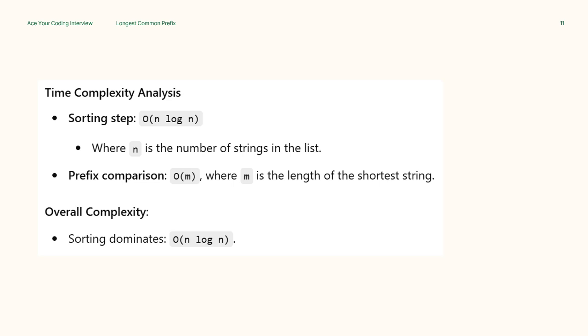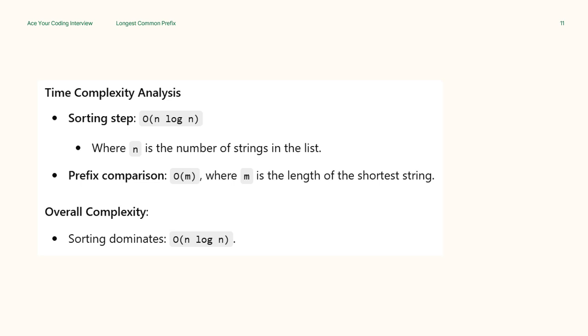Next, the prefix comparison step has a time complexity of big O of m, where m is the length of the shortest string in the array. This step involves comparing characters between the first and last strings, and the maximum number of comparisons is limited by the length of the shortest string. Overall, the sorting step dominates the complexity, so the total time complexity of the algorithm is big O of n log n.